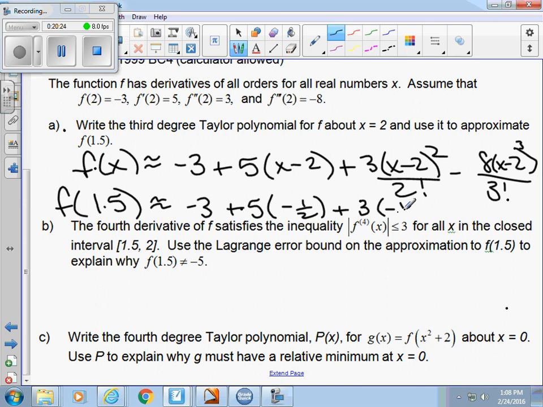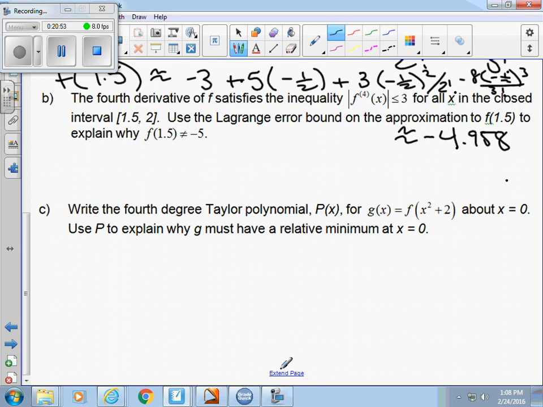Negative 1/2 squared over 2 factorial minus 8 times negative 1/2 cubed over 3 factorial. Has someone started typing that yet? Yes. It is negative 4.958. All right, part B. I am taking Nicholas's word, so he said negative 4.958.